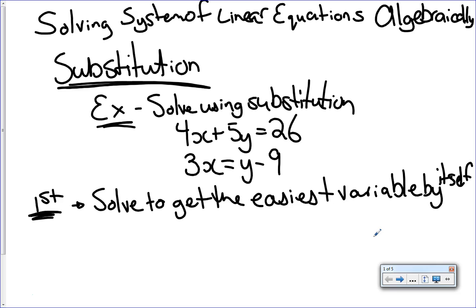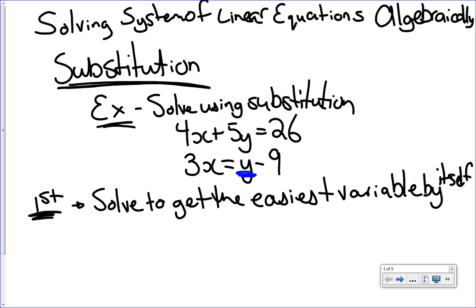And so if I look in these two equations, what is the easiest variable to get by itself? Is it 4x or 5y in the first equation? Is it 3x or y in the second equation? Now, for me, I think y is the easiest to get by itself in the second equation because I don't have to divide by any coefficients, which means I shouldn't be dealing with any fractions.